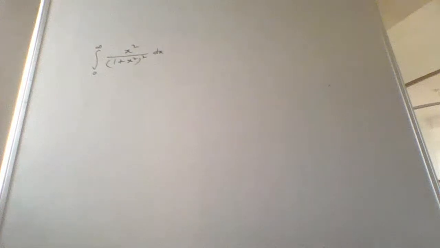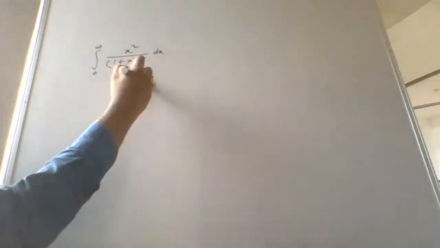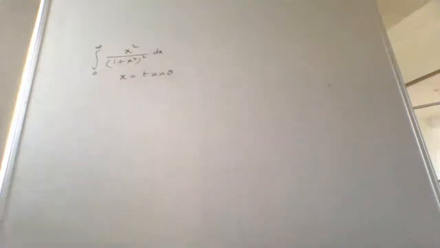What we have is the integral from 0 to infinity of x square by 1 plus x square, the whole square, dx. Let us try to solve this. Earlier in this problem, I took x as 2a sine square theta. Let us consider here x is equal to tan theta.